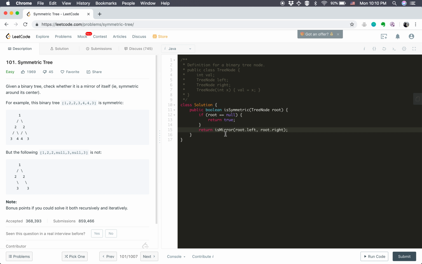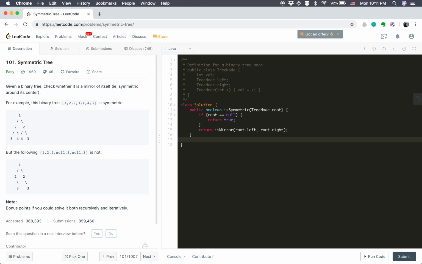So this function will tell us whether the left subtree and the right subtree actually satisfy the requirements that the question is asking for. And it's obvious that this function isMirror should be recursive, because for either the left subtree or the right subtree, we can divide it further into sub-subtrees. So it is a recursive process.